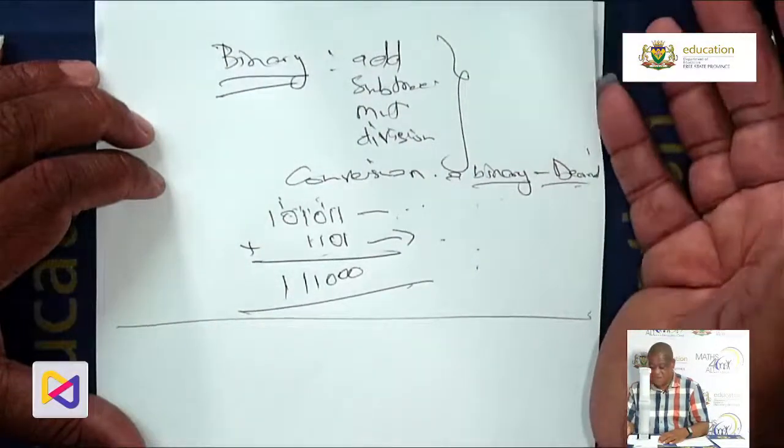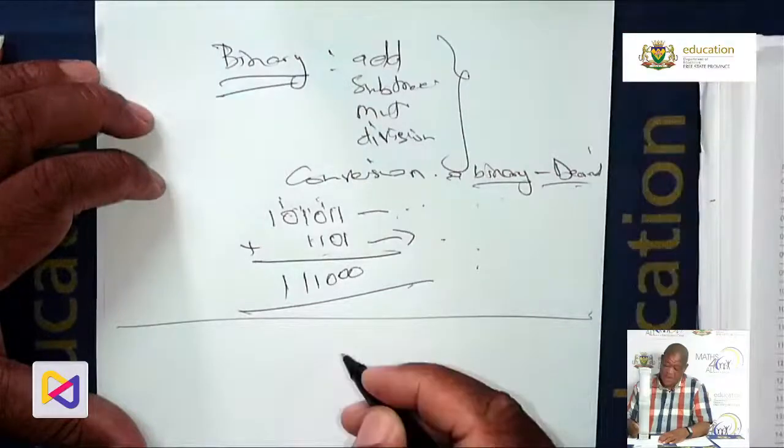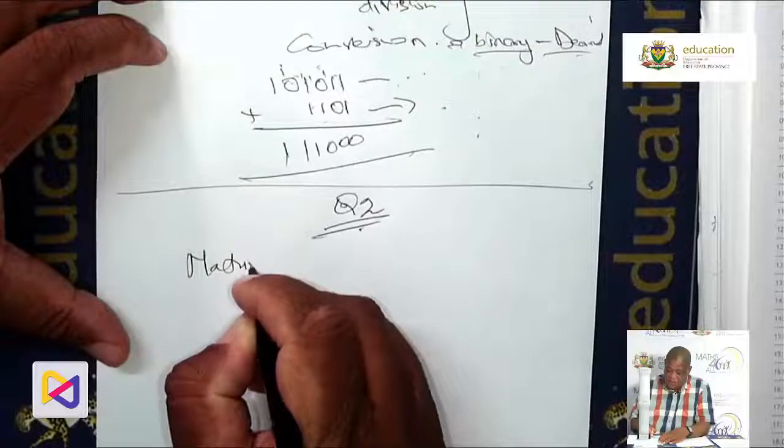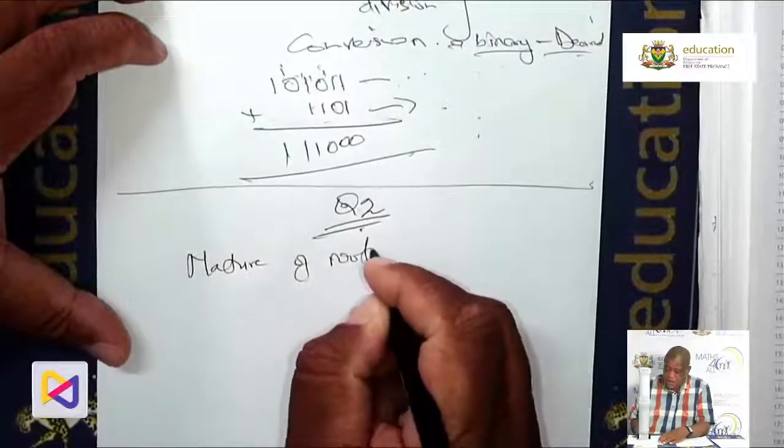Moving on to question 2. If you look at our question 2, which of course I said has very few marks, around 7, it's talking about the nature of the roots. The nature of the roots.